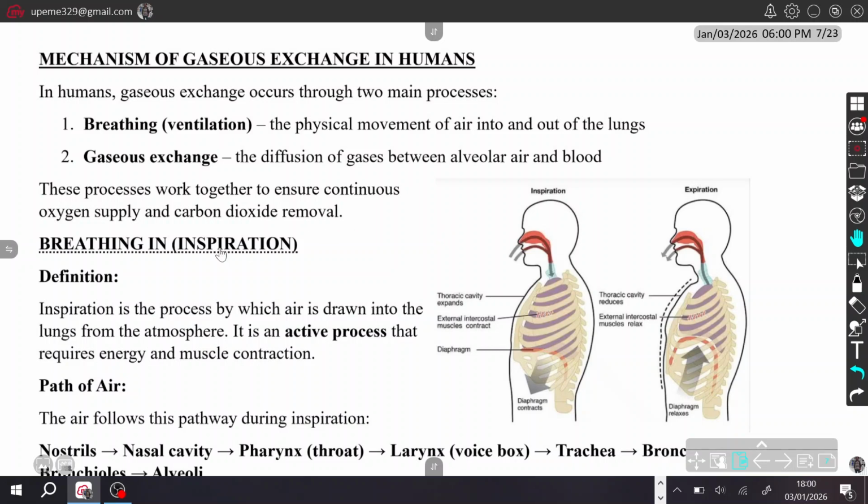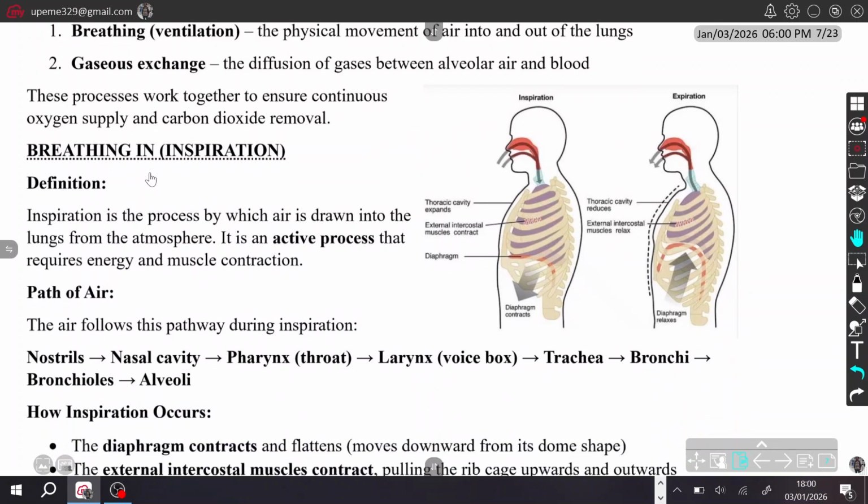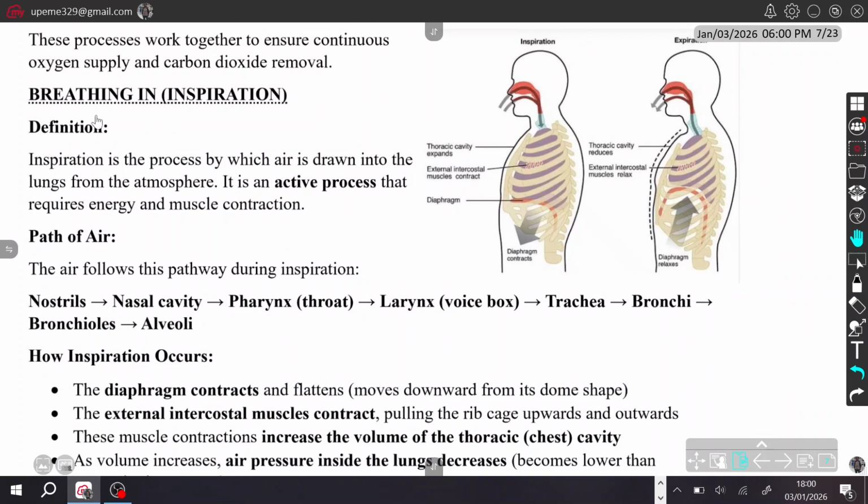Okay. Now, let's first begin with breathing. We'll get to gaseous exchange later. All right. So now we are on breathing, which is inspiration, breathing in. Breathing is in two parts, breathing in and breathing out. Now we are on breathing in. Definition. What is breathing in or inspiration?